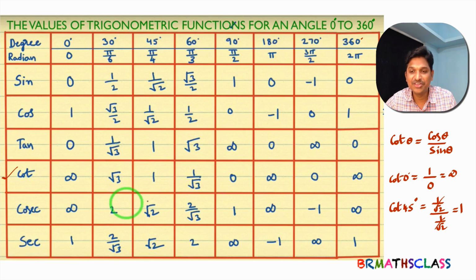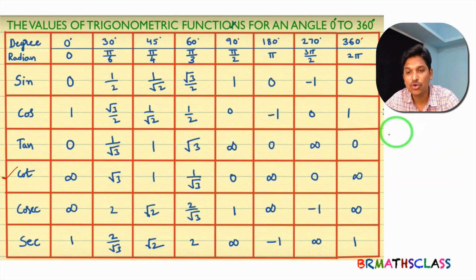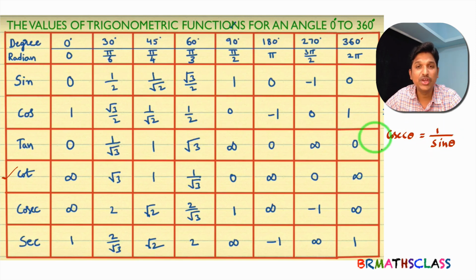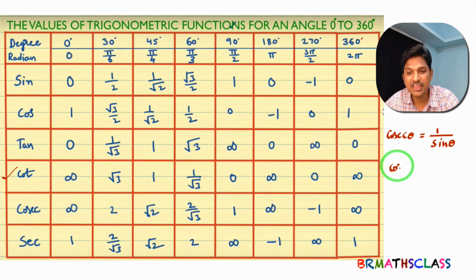So now cosecant. See this cosecant row. We know that cosecant theta is nothing but 1 by sin theta. Correct? As you learn this first row, you can write all the values of this row. For example, what is cosecant 0 degrees? Cosecant 0 degrees is 1 by sin 0 degrees. Sin 0 degrees is 0.